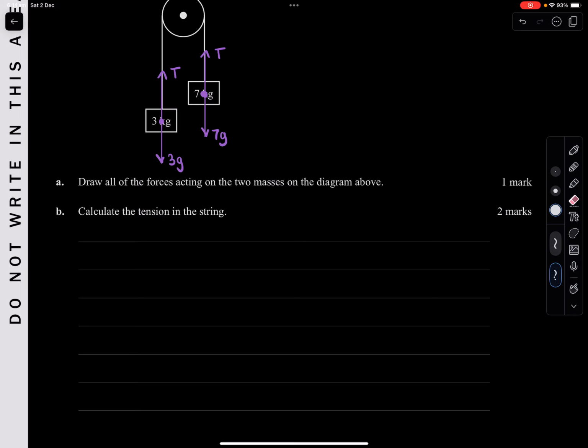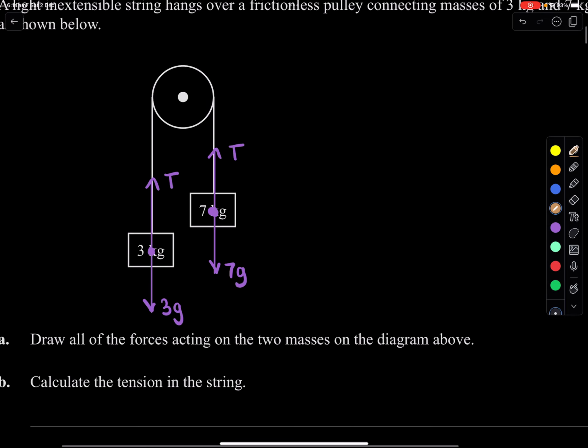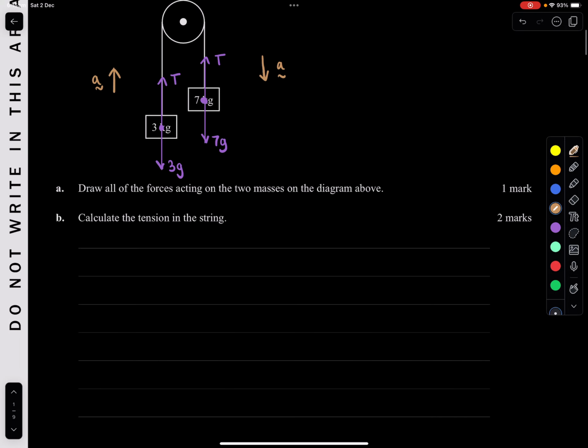Calculate the tension in the string. Okay, so let's have a look over here. If we really look inside this diagram, because the 7 kg is very heavy, it's going to be accelerating down, whereas the 3 kg is going to be accelerating up. And the acceleration is the same in terms of magnitude. So just knowing that, what are we going to do?